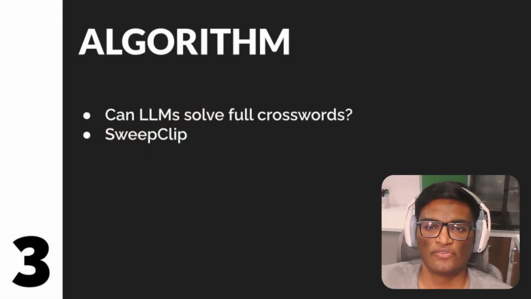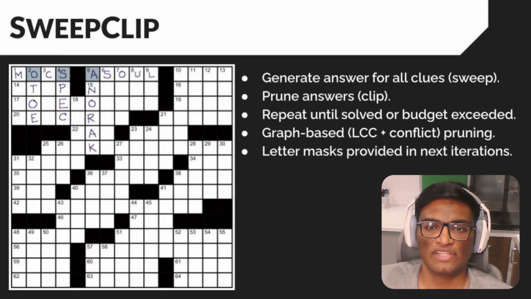The next aspect we wish to address is solving full crosswords. We introduce a novel LLM-guided search strategy called sweep clip to solve crosswords with foundational LLMs. Our algorithm first generates candidate answers corresponding to every clue in a step we call sweep, and then prunes this set of answers based on certain graph-based criteria, which is called clip. This process repeats until the whole crossword is solved or the LLM computational budget is exhausted.